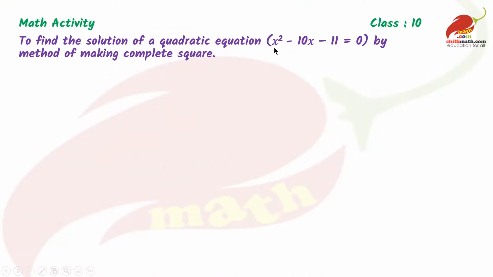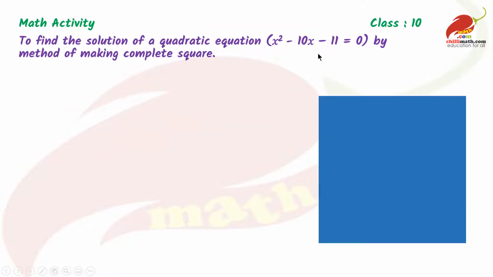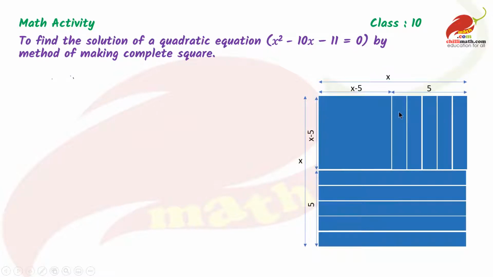Next part is we are given quadratic equation x square minus 10x minus 11 equal to 0. So here we have minus of something. So what we do, we'll take a square of side x. Because minus is here, so we have to subtract some area that is generally equal to half of this coefficient of x. So we have split it like this.